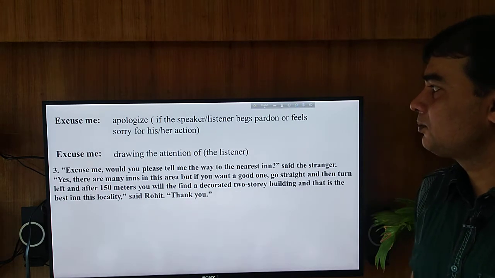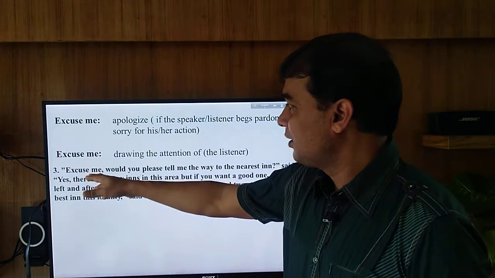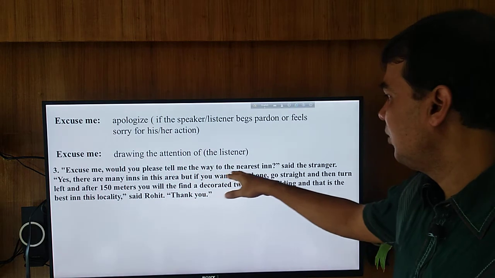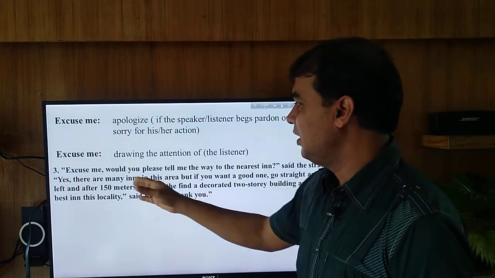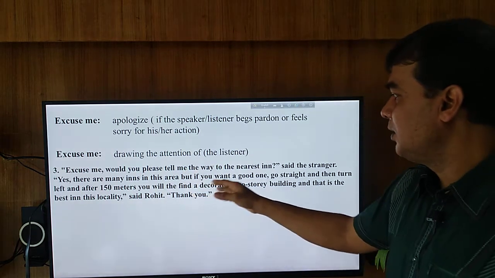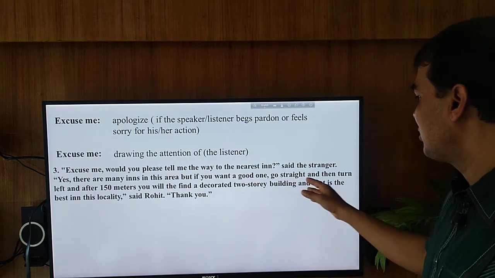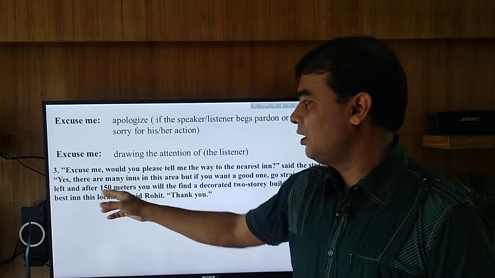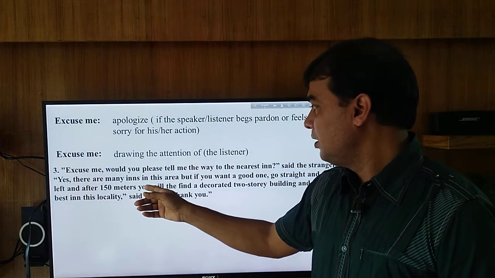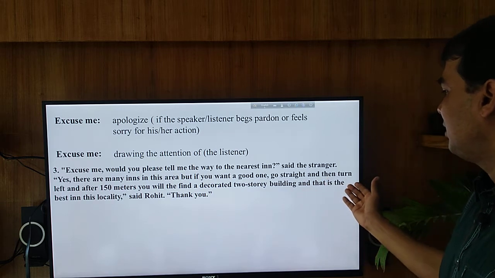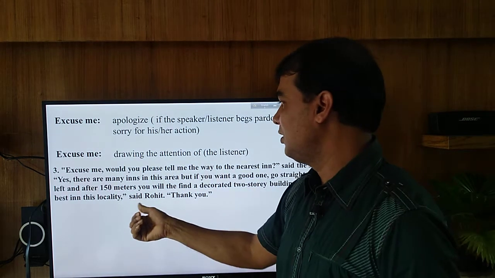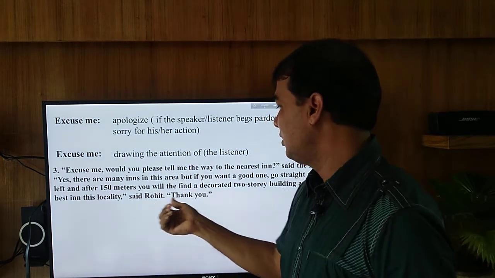Okay, then again, excuse me, would you please tell me the way to the nearest inn? Said the stranger. Yes, there are many inns in this area, but if you want a good one, go straight and then turn left, and after 150 meters you will find a decorated two-story building, and that is the best inn in this locality, said Rohit. Thank you.